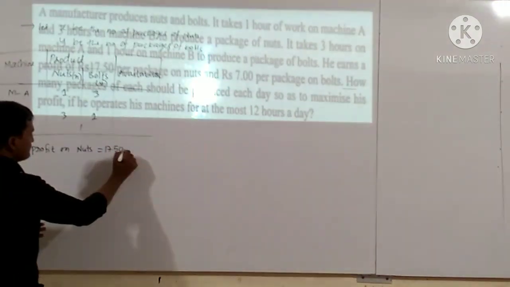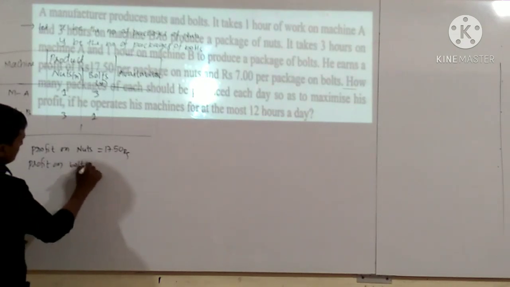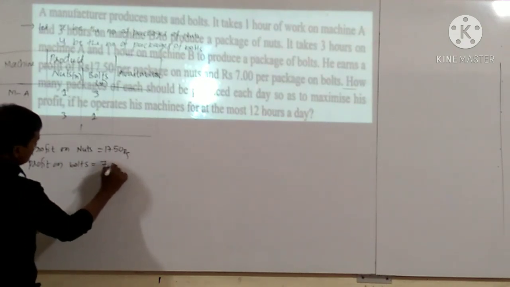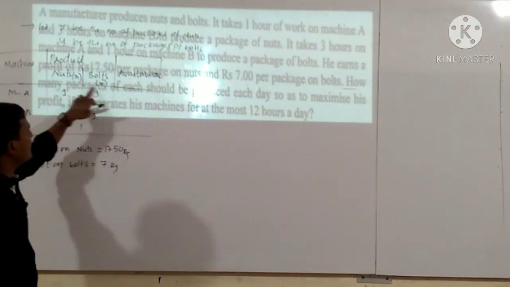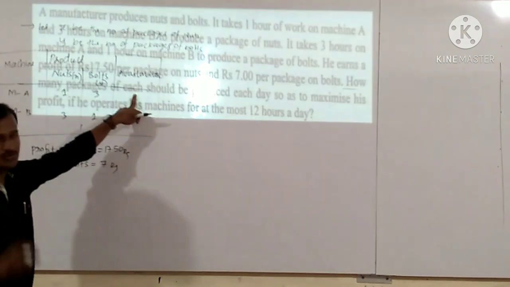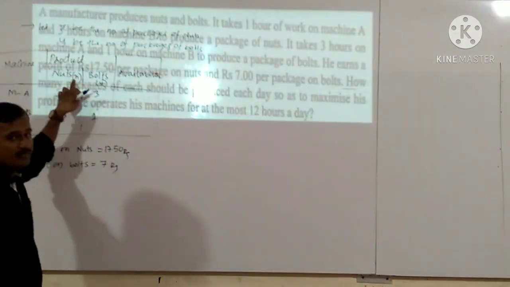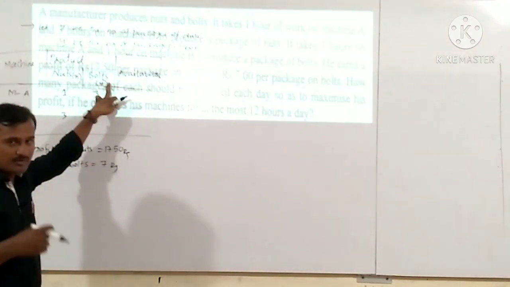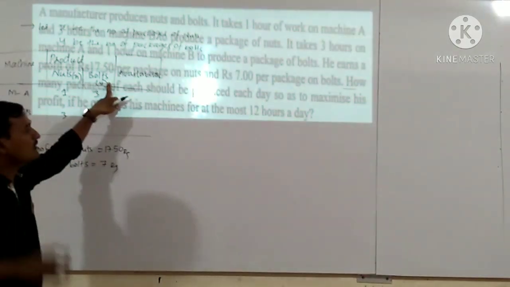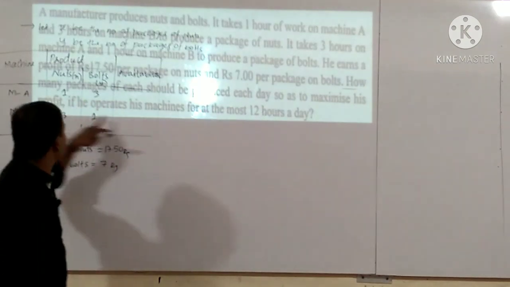17.50 rupees per package on nuts. Similarly, what is the profit on bolts? Profit on bolts is 7 rupees, right? Okay, they have given this one. How many packages of each should be produced means how many of X and how many of Y the manufacturing company should produce to get the maximum profit, right? Produce each day so as to maximize the profit.